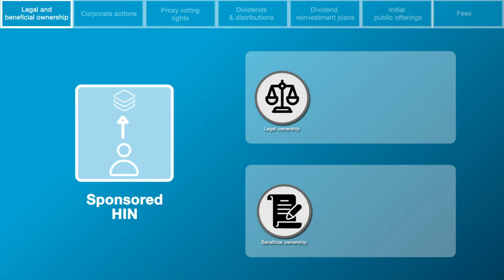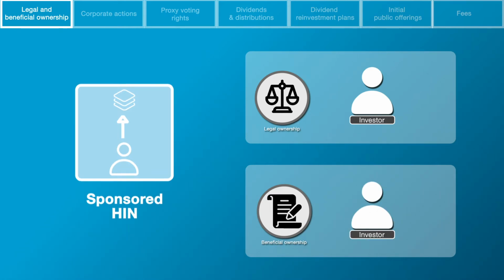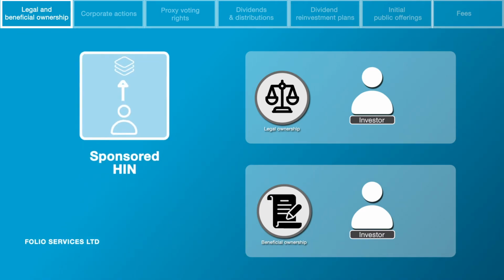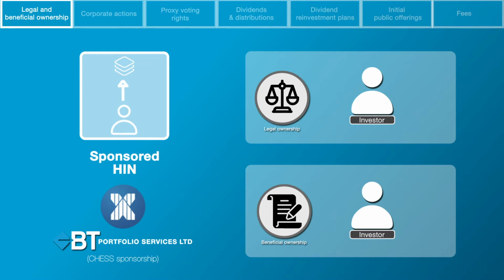For the sponsored HIN option for your Panorama Investments clients, here the client holds the securities directly with the share registry as both the legal and beneficial owner. And for this holding option, the client must agree to be sponsored for CHESS purposes by BT Portfolio Services Limited as the ASX settlement participant.